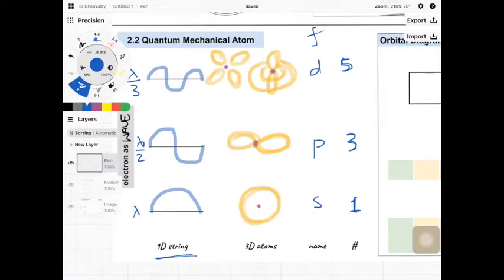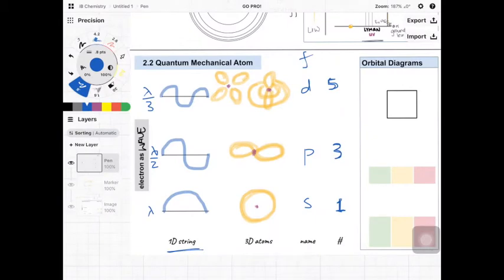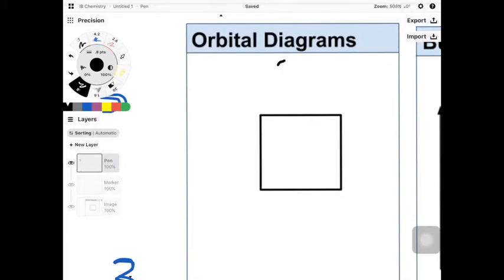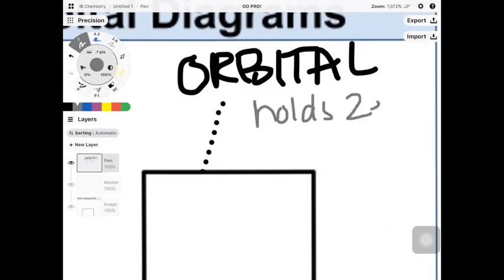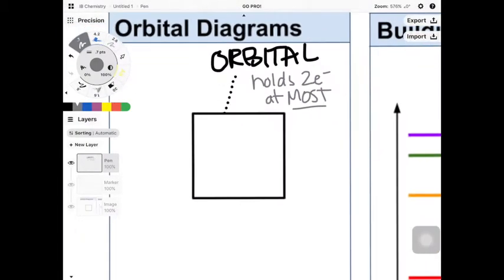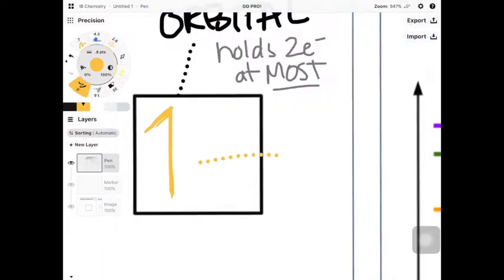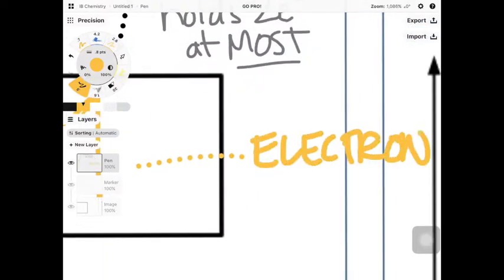And these shapes are actually the probability of finding an electron with 95% certainty. Now, in chemistry, instead of having to draw all of these shapes each time you want to represent an electron, what we do is we change these shapes into squares just so that it's an easier way to visualize. So this square in chemistry represents an orbital. It holds 2 electrons at the most. And we can represent these electrons using these one-headed arrows. So this one-headed arrow represents an electron.